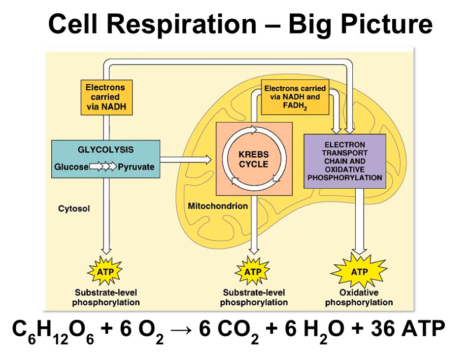Let's start with an overview of the aerobic cellular respiration process. In aerobic cell respiration, there are three big steps. First is glycolysis, which happens in the cytoplasm. Next is the Krebs cycle, which happens in the mitochondria. And finally is the electron transport chain, which also happens inside of the mitochondria.